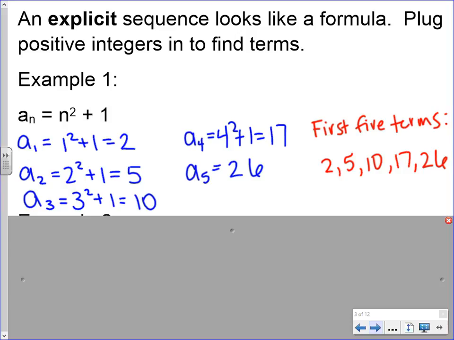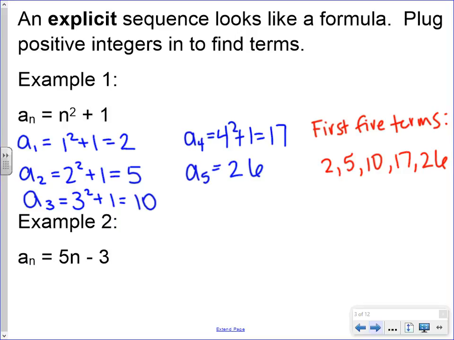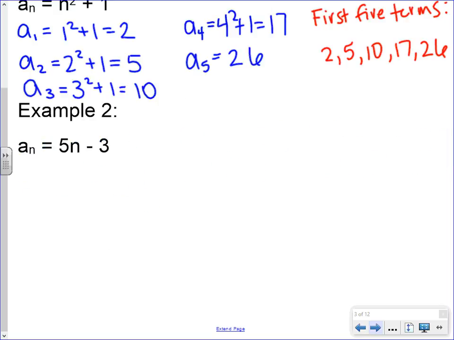I have a second explicit sequence. I would like you to find the first 5 terms of this sequence and then compare your answer to someone next to you.